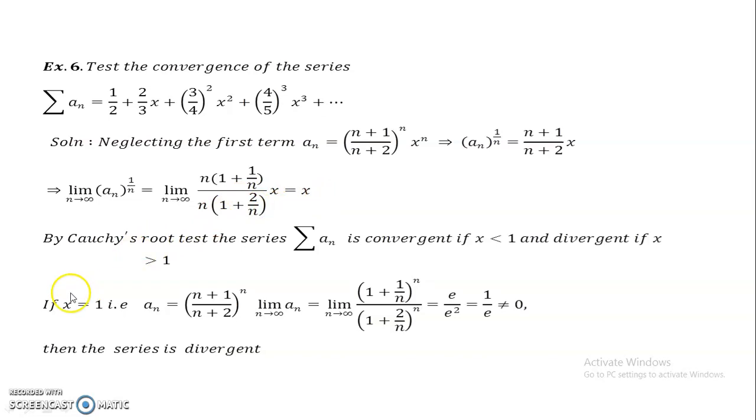Now if we take x equal to 1, what happens to the nature of the series? The limit of an there is again e by e square, which is again 1 by e, which is not equal to 0, and therefore the given series is divergent.